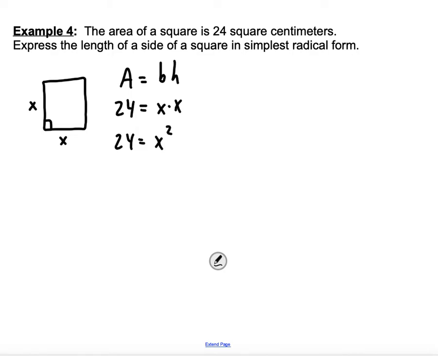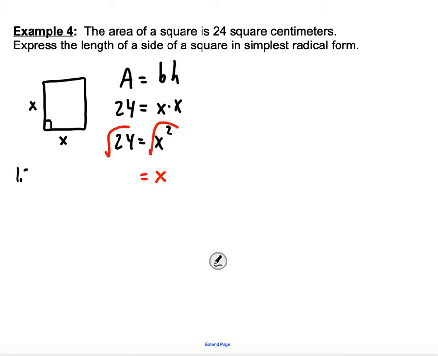So when we multiply x times x there, we get x squared. We have to solve for x, so we have to take the square root of both sides. The square root of 24, it says to simplify it down to simplest radical form. So this is going to be the even square root, so we're going to have to break down the square root of 24. What goes into 24?